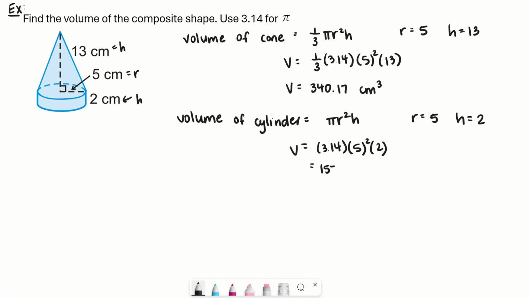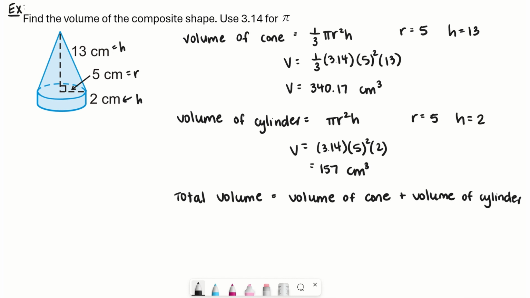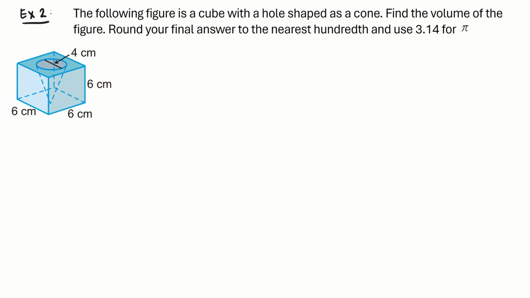exactly 157 centimeters cubed. So now to find the total volume, I'm just going to add up the volume of the cone plus the volume of the cylinder. So I get 340.17 plus 157, and that will give me 497.17 centimeters cubed.